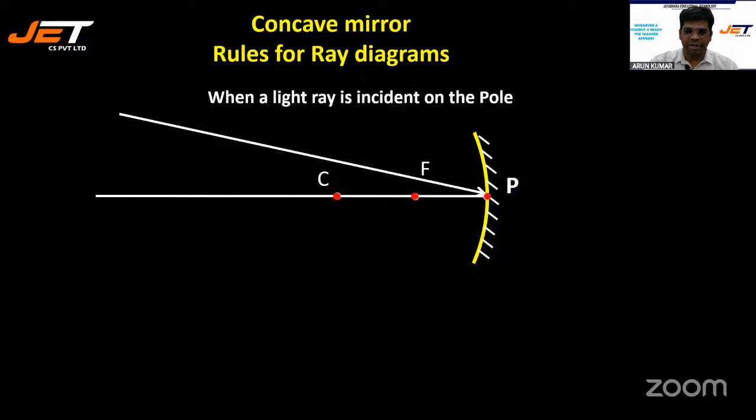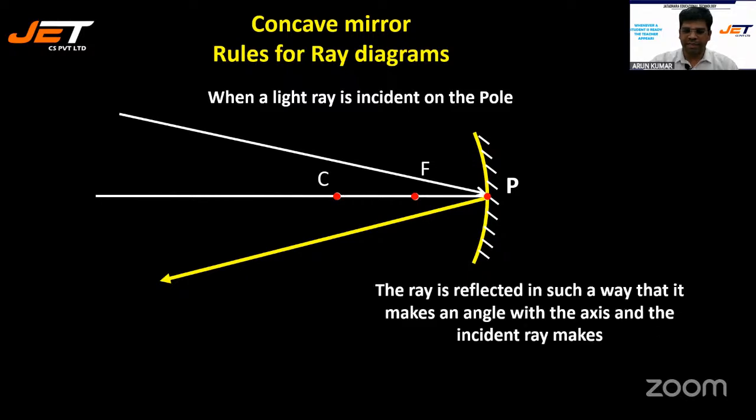If a ray is incident on the pole of the mirror, then the reflected ray will make the same angle with the axis as the incident ray. If the incident ray makes an angle theta with the principal axis, the same angle theta will be made by the reflected ray below. So it is symmetric with respect to the principal axis.